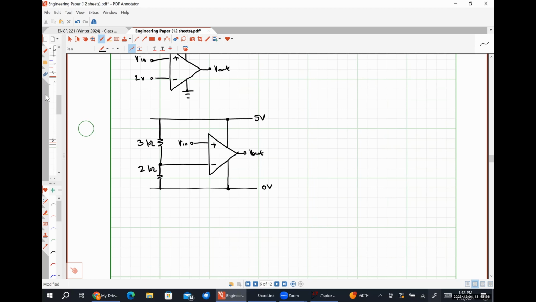Something like this, right? 18. Negative 18. So this is the answer to part A. So what's VCC plot for part B?